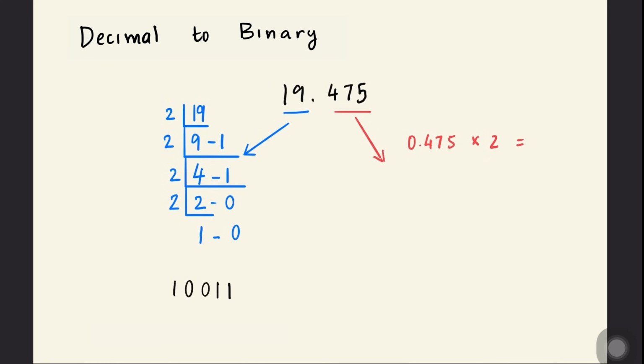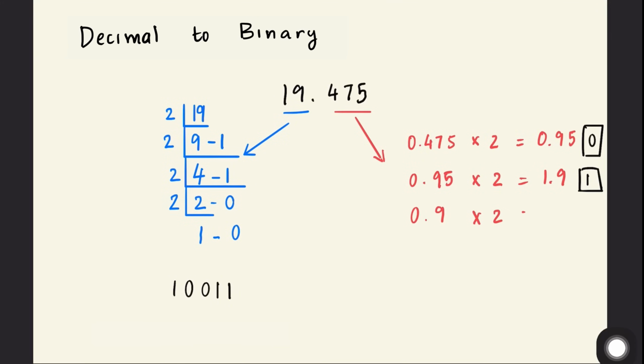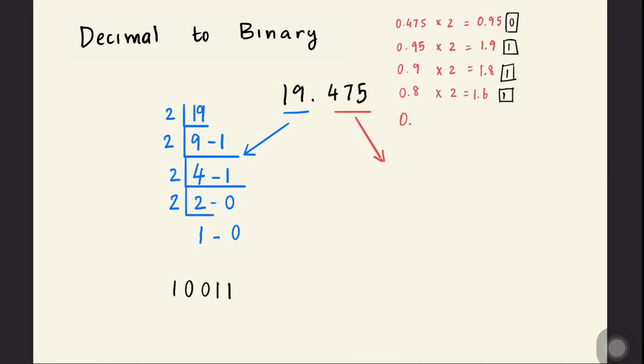In this process, you first multiply the decimal part of the base 10 number by 2. Make note of the integer part of the product. In this case, it's 0. Now multiply again by 2. If your product becomes greater than 1, subtract 1 from the product before multiplying with 2 again. Repeat this process until you reach the 0.